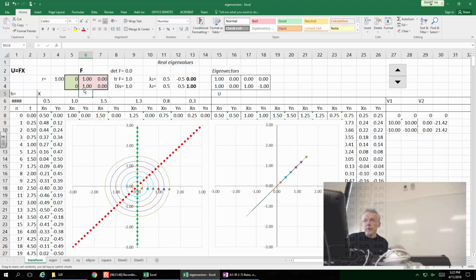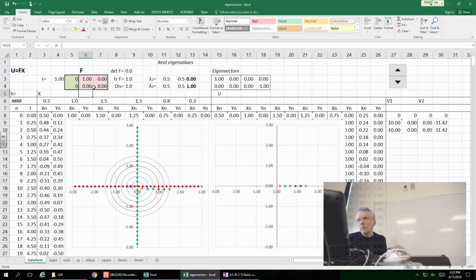Under the projection on the x-axis, everything goes like this. 1, 0. Where does it go? It remains the same. So in the first column, I put 1, 0. Okay, and in the meantime, what happens to 0, 1? It becomes 0, 0. So we have it, right?